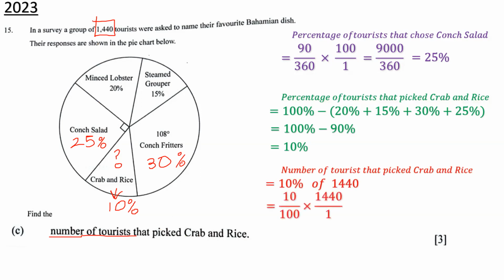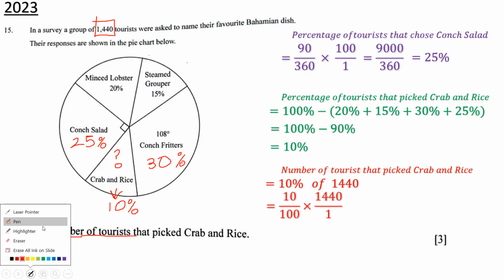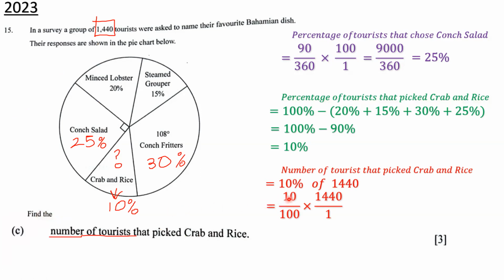We're going to multiply 10 over 100 multiplied by 1,440 over 1. Multiply 10 times 1,440, and we get 14,400. And we do 100 times 1, which is going to be 100. We divide 14,400 by 100, and we get 144. So the number of tourists that pick crab and rice is going to be 144.